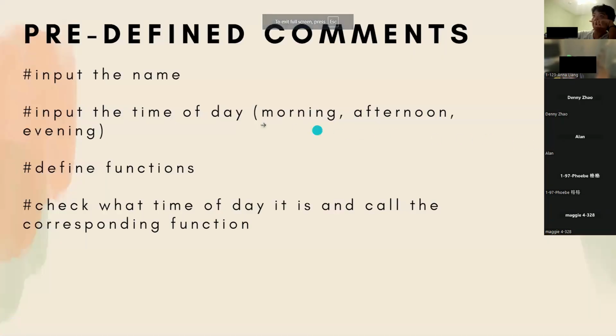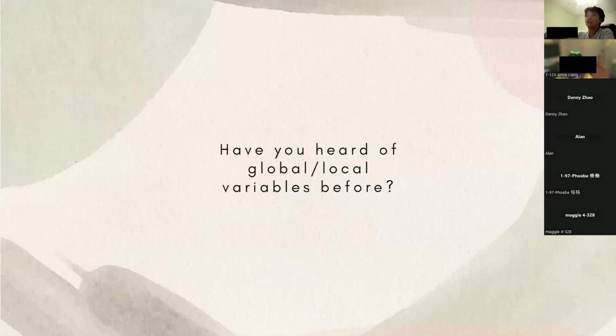So yeah, this was just some predefined stuff. But have you guys heard of local and global variables? This is going to be the last main thing we're going to learn about today. Have you guys heard about this before? Or no? No? Okay.